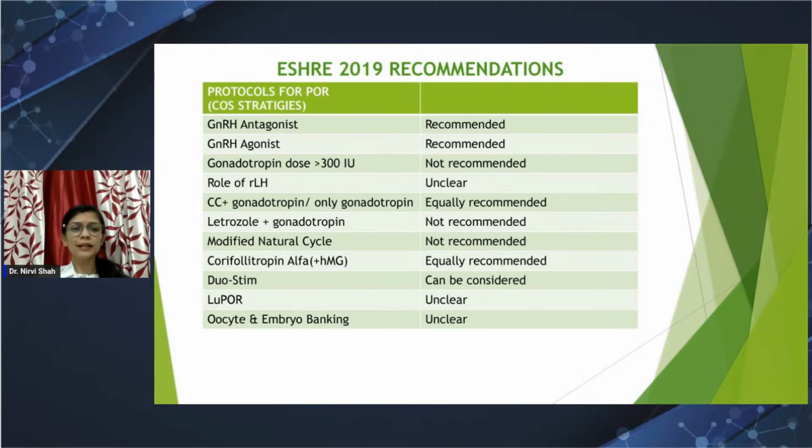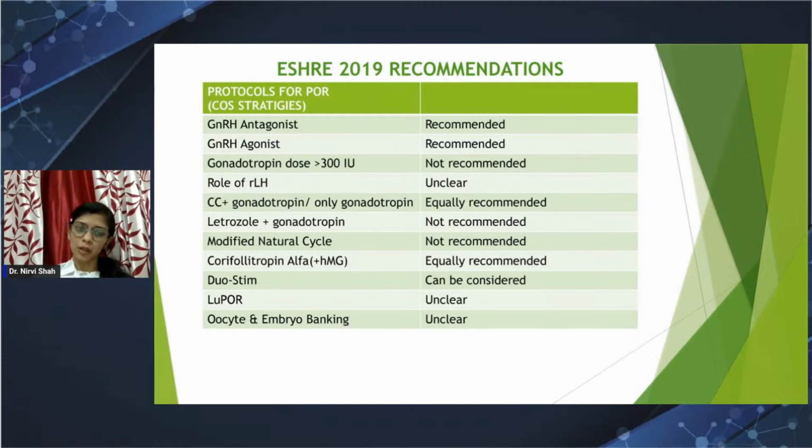Now comes oocyte and embryo banking. They say it is unclear. Basically, in oocyte and embryo banking, if you're doing single modified natural cycle or natural cycle, we pool the embryos, and then eventually we transfer once we get a good number of embryos, so that we can get one good blastocyst out of that.